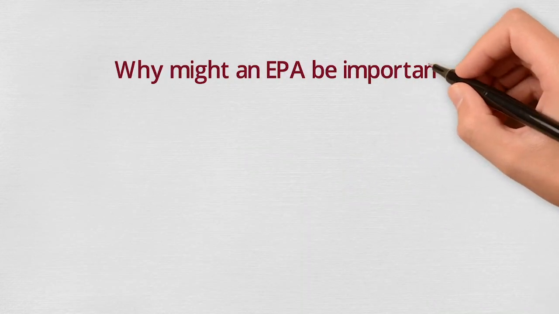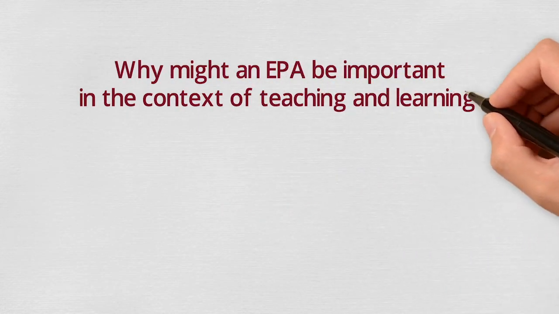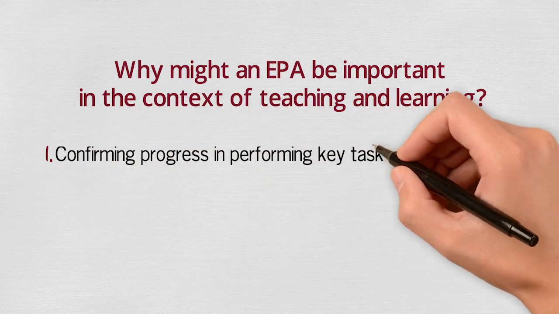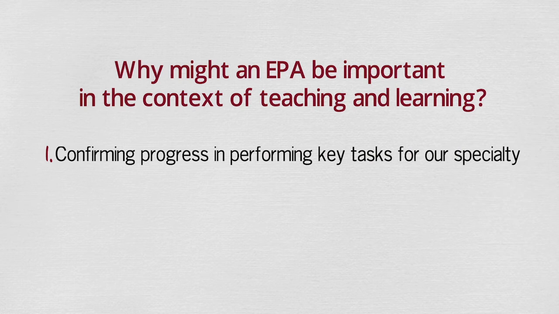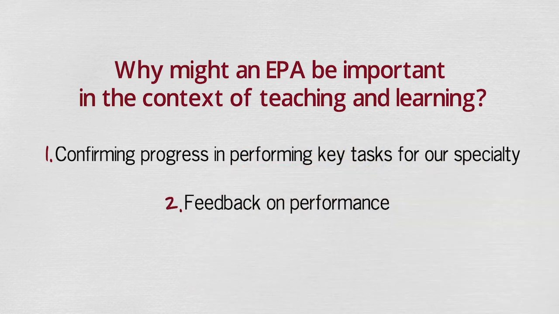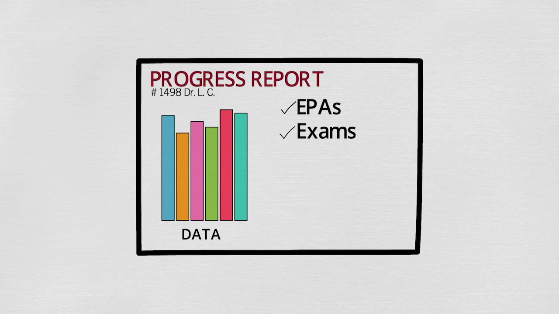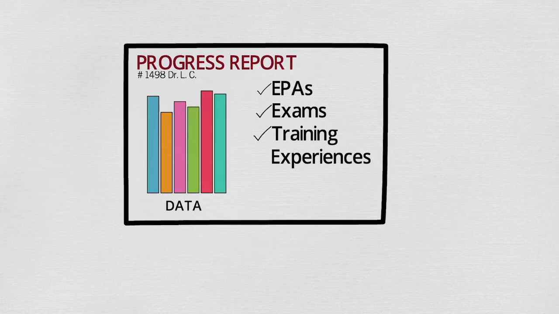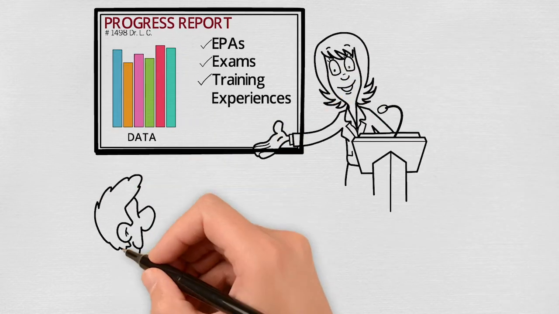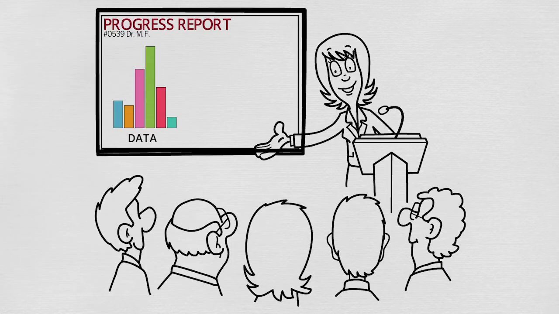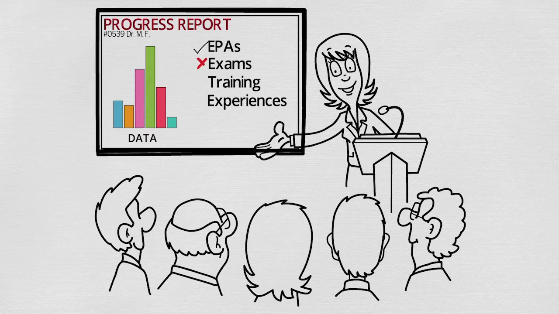Why might an EPA be important in the context of teaching and learning? Two reasons are: 1, confirming progress in performing key tasks for our specialty, and 2, for feedback. First, let's talk about confirming a resident's progress. In CBD, we want to ensure that each resident can competently perform key tasks. By tracking them, our competency committee will have information to confirm who is making progress as expected and to identify early on if someone needs extra support in a given area.